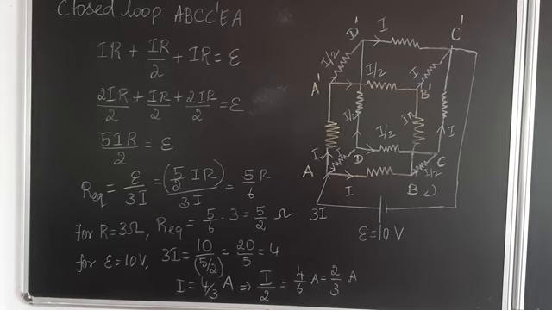A battery of 10 volt and negligible internal resistance is connected across the diagonally opposite corners of a cubical network consisting of 12 resistors, each of resistance 3 ohm, as in the figure. Determine the equivalent resistance of the network and the current along each edge of the cube.